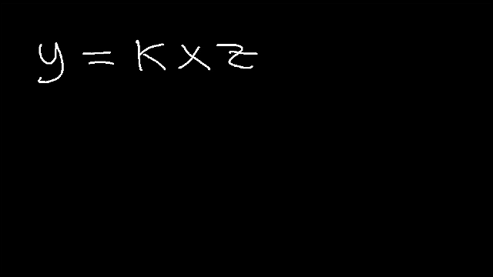Now, what if y varies jointly with x and z? How would you write that equation? So it's going to be y is equal to k times x times z, if it's jointly with x and z. So if y varies jointly with r and s, the equation is y is equal to k times r times s. Now, what if y varies directly with x, but inversely with z?